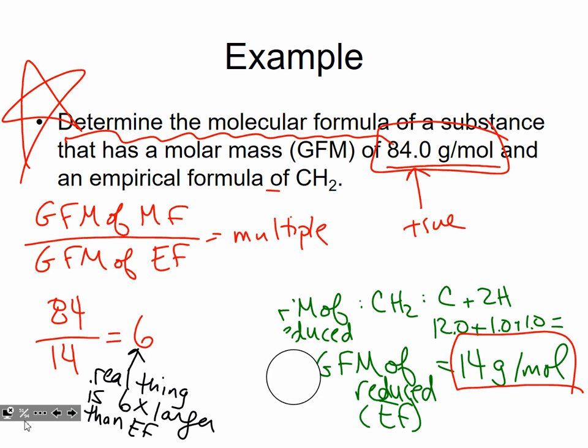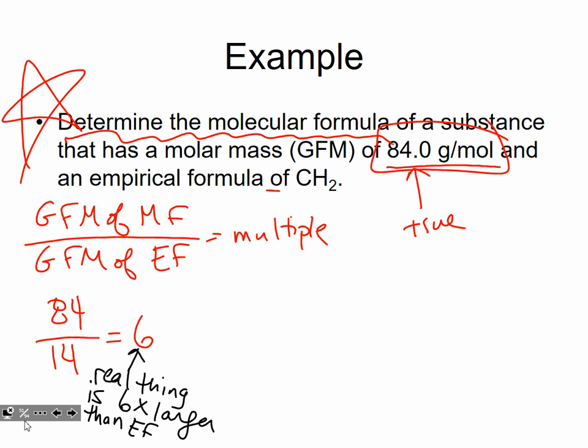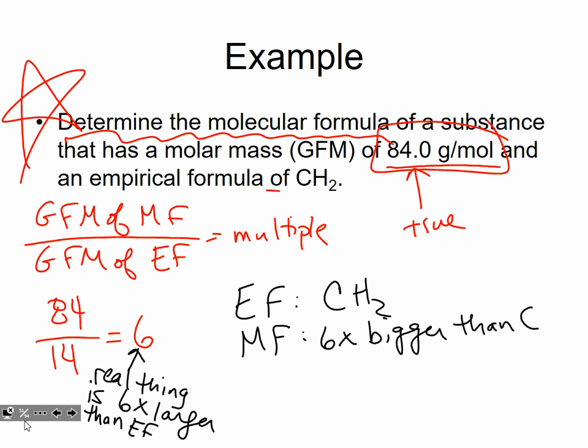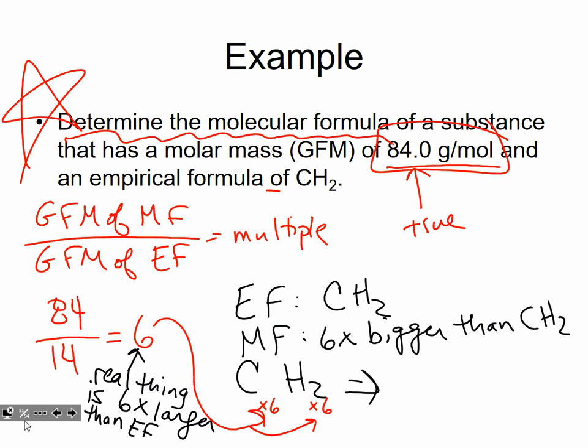Well, what's the empirical formula again? The empirical formula in this problem is CH2. The molecular formula will be 6 times bigger than CH2. So how do you make CH2 6 times larger? We're going to take our CH2, we're going to take our subscripts, and we're going to multiply each of them by 6. So the carbon subscript is 1, so 1 times 6 is 6, so C6. The hydrogen subscript is 2, so 2 times 6, that's 12. This is your molecular formula.